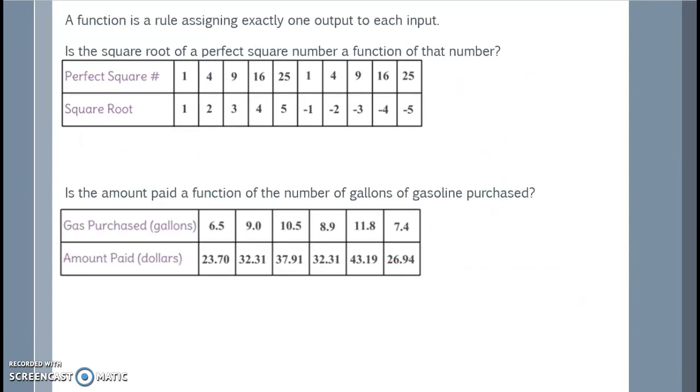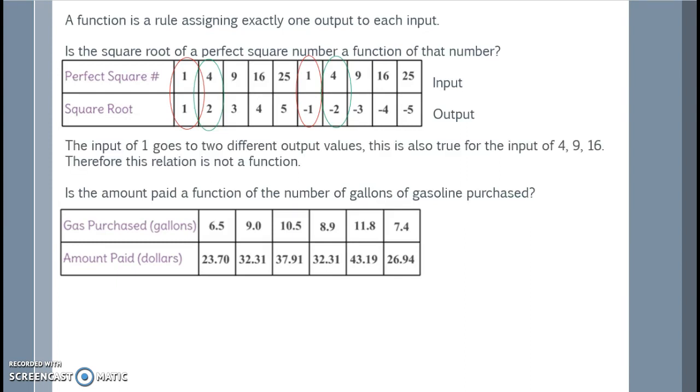Is the square root of a perfect square number a function of that number? So let's say that the input is the perfect square number, therefore our output will be the square root of the number. I see that 1 is assigned to 1, and 1 is also assigned to -1. Further, I see that 4 is assigned to 2, as well as -2. The input of 1 goes to two different output values. This is also true for the inputs of 4, 9, 16, and so forth. Therefore, this relation is not a function.